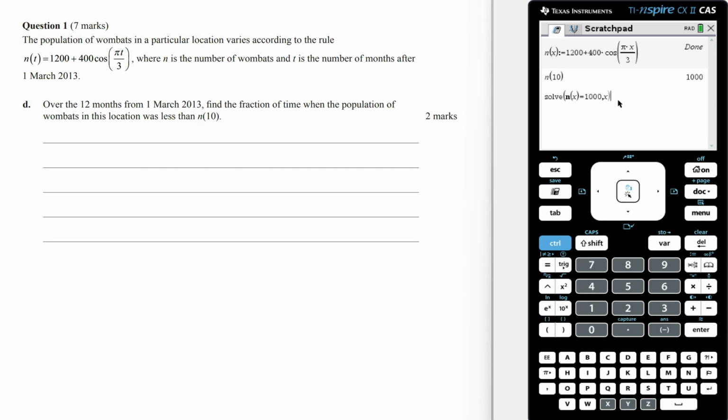Now, because we're solving a trig function, we also need to specify the domain. Otherwise, we're going to get a general solution. And so we want x to be values between 0 and 12. And so when t is equal to 2, 4, 8, and 10, the population of the wombats is going to equal 1000. From here, it's best to look at the graph of n of t and the line n of t is equal to 1000 to see the behavior of the wombat population.